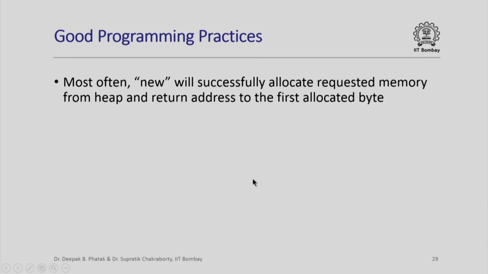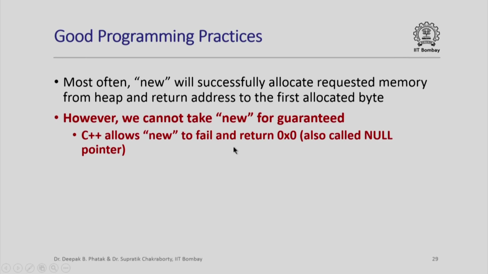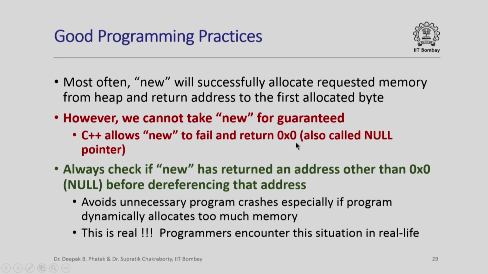Now, when you are using dynamically allocated memory, there are some good programming practices that you should be aware of. Most often, a call to new will successfully allocate the requested memory from the heap and will return you the address of the first allocated byte. However, we cannot take new for granted. C++ does allow new to fail, in which case it returns the 0 address, which is also called the null pointer. Therefore, you should always check whether new has returned the 0 address before dereferencing that address.